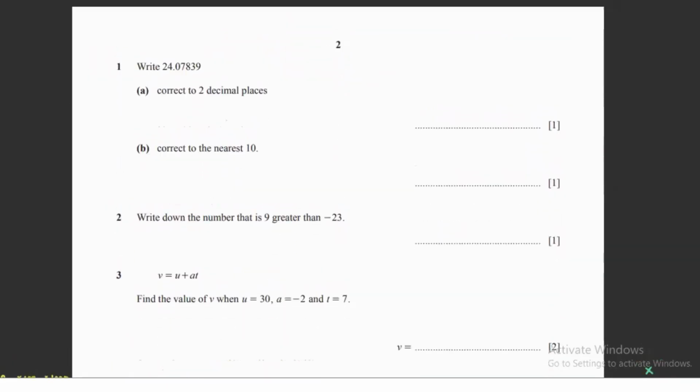Question number 1 is based on rounding. The number given to you is 24.07839. You're supposed to round it to 2 decimal places. So you circle the second digit after the decimal point, underline the next digit. Based on the underlined digit, you decide whether to round it up or down. If the underlined digit is 5 or more, you will have to round it up. You have an 8 here, so definitely it has to be rounded up. So you end up getting 24.08 as the answer.